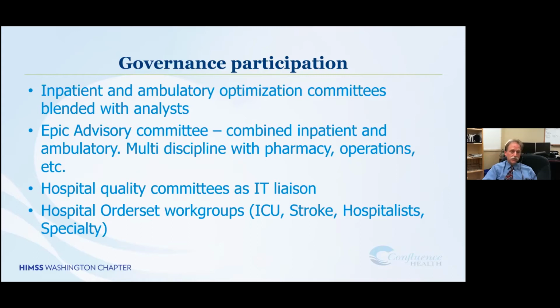So our physician builders are also integrated through the system in our optimization committees that also have analysts. We have 1 Epic advisory committee at this time. We used to have both an inpatient and an ambulatory, but we have combined it, and I think it helps having a more universal view across the system, as we have 2 hospitals, 2 emergency rooms, 13 satellites, and about 350 physicians. So our advisory committee is multidisciplinary with pharmacy and operations and other clinicians.